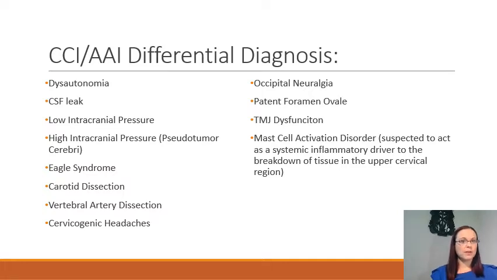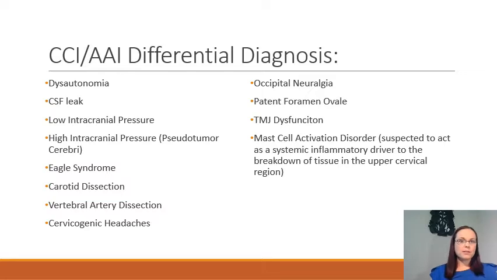We can get some compression of that vagus nerve if we have things not sitting quite right in the C1, C2 area, so it can stimulate and exacerbate dysautonomia. But it can also very much look like dysautonomia. CSF leak is something that also looks very similar: low intracranial pressure, high intracranial pressure, Eagle syndrome, carotid dissection, vertebral artery dissection, cervicogenic headaches, occipital neuralgia, patent foramen ovale, because you actually do get radiated pain with that, TMJ dysfunction, and then mast cell activation disorder.